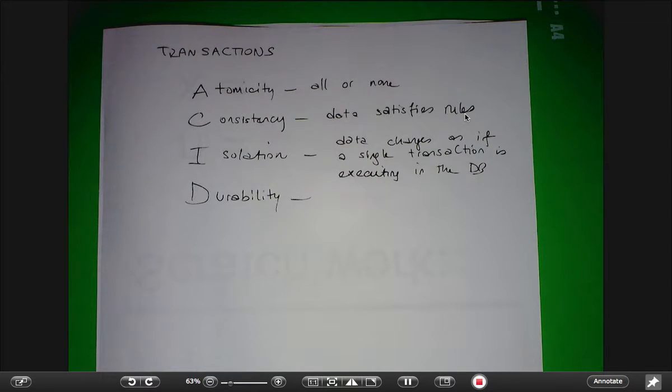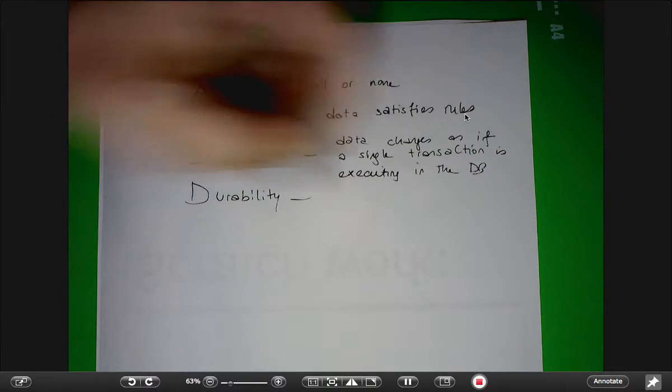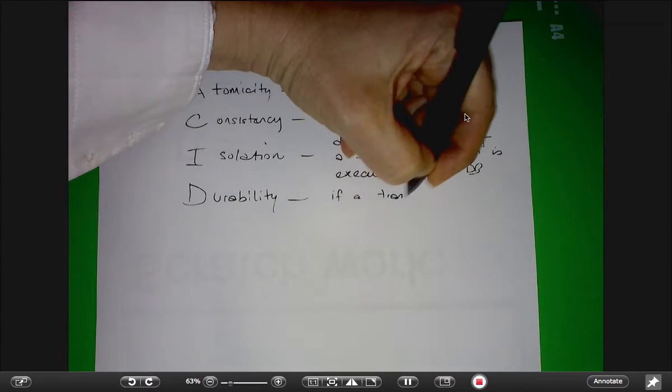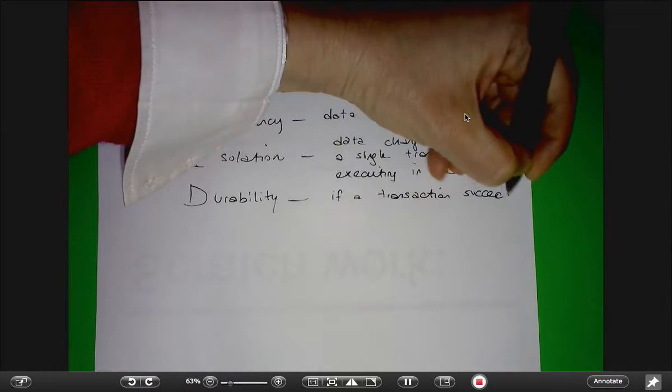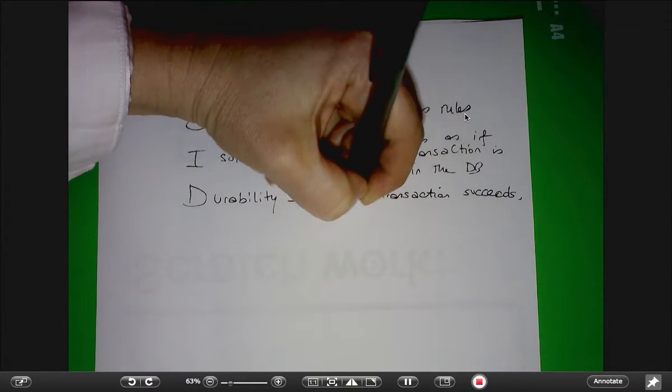And the last one is durability. This is the one I talked a lot about. It basically means that if you succeeded in completing your change, if your transaction completed, then I will tell you that you have for sure recorded that change to disk. That the change is never lost. So think of this as if a transaction succeeds, then its changes are not lost.